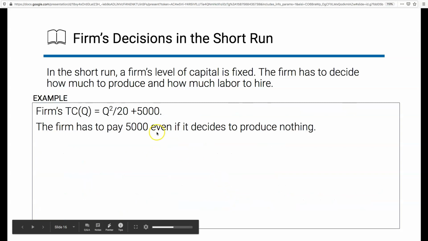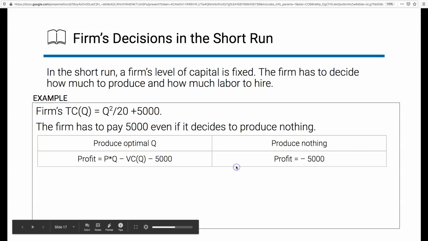So here are the costs of the firm, and just like I said, there is the variable component and the fixed component. And the important thing about the fixed component is that you have to pay it no matter whether you decide to produce anything at all or nothing whatsoever. So think about 5,000 as something that you bury in the ground.